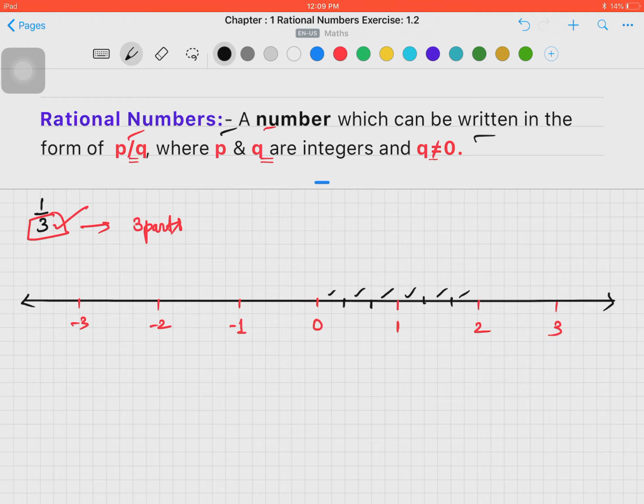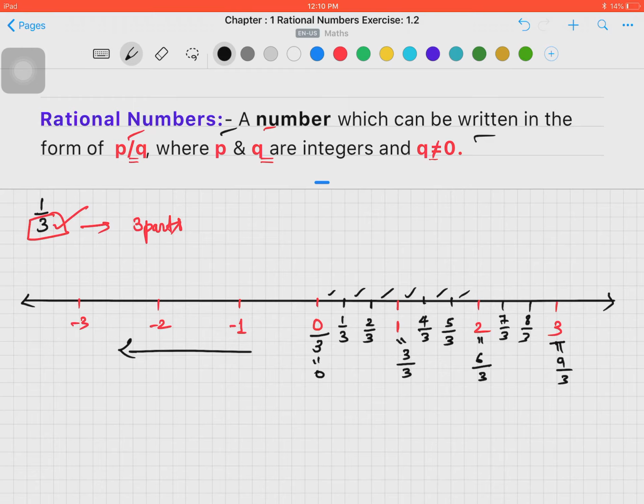Now the numbers will be like this. This will be 0 by 3, and 0 by 3 is equal to 0. Then we have 1 by 3, 2 by 3. After that we have 1, which is actually 3 by 3. When you divide 3 by 3, we get 1. Next one is 4 by 3, then 5 by 3. Then we have 2, which is actually 6 by 3. Then we have 7 by 3, 8 by 3, and then 3 is equal to 9 by 3, and so on. Similarly, in the negative direction you can divide them.